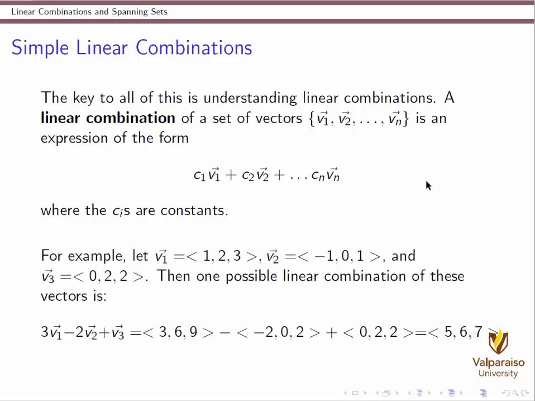So here's an example. We have three vectors: 1, 2, 3; negative 1, 0, 1; and 0, 2, 2. And here we're forming a linear combination where we multiply the first one by 3, the second one by negative 2, the third one by 1, and we add them up and we get the vector 5, 6, 7 as the result. That's a linear combination.